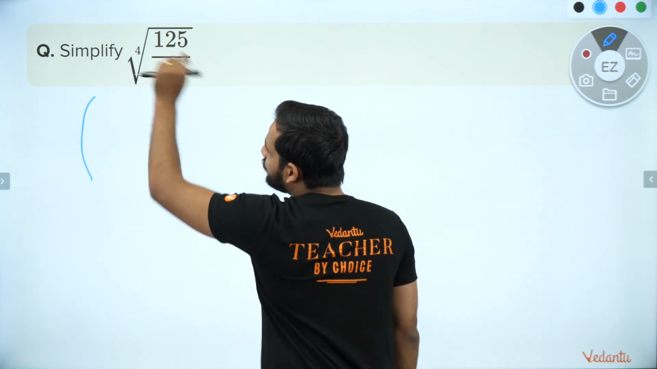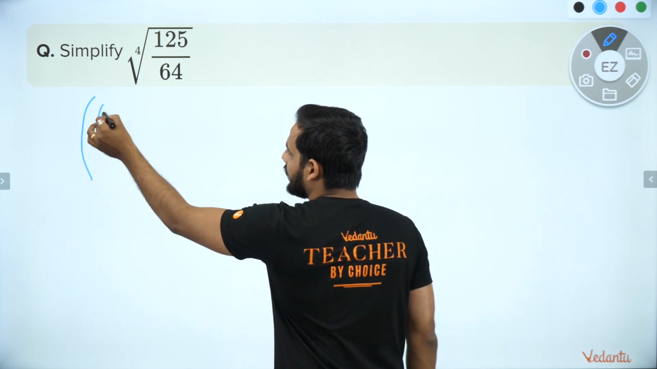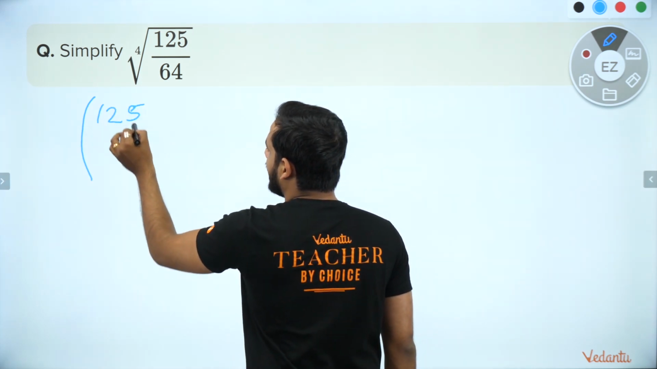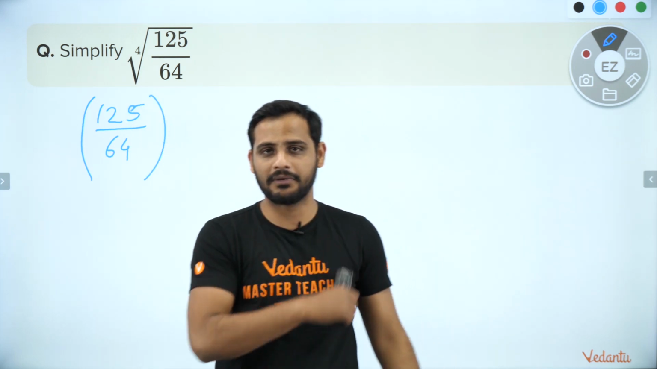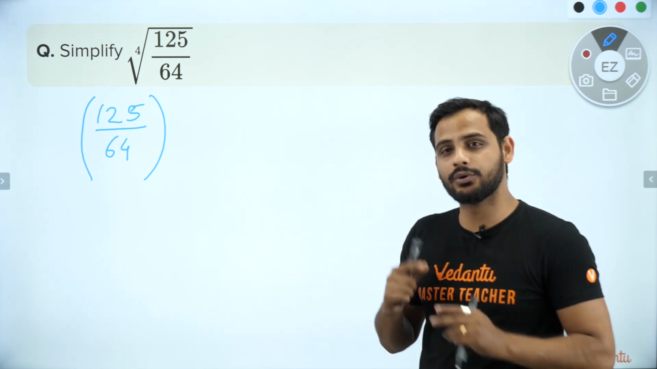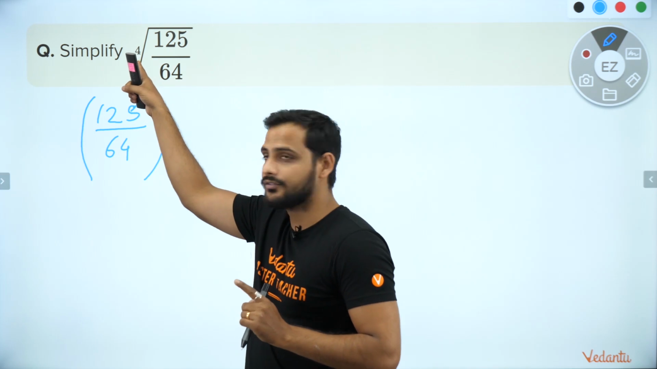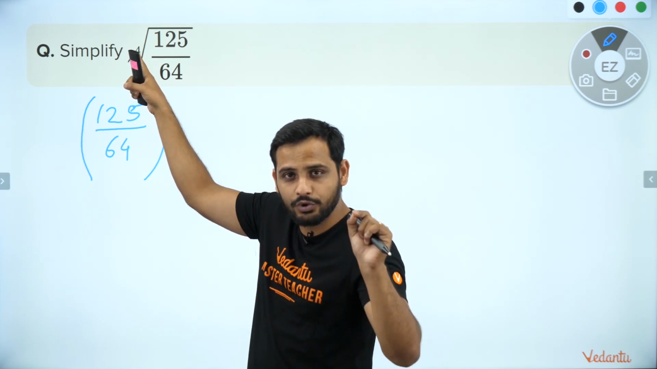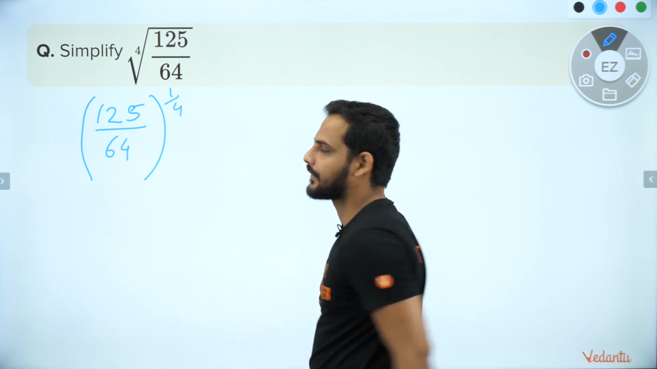So this fourth root means 125 by 64, and bacho, tell me in the comments what should be the power here. 125 by 64 raised to the power what? 125 by 64 here you can see is fourth root. So if nth root means 1 by n, similarly the power here will be 1 by 4.